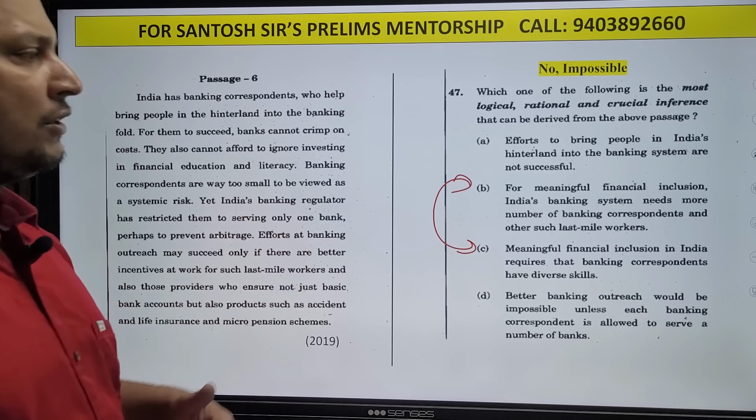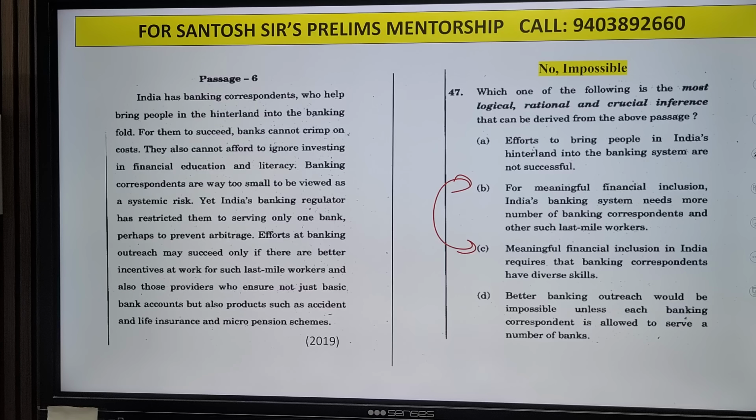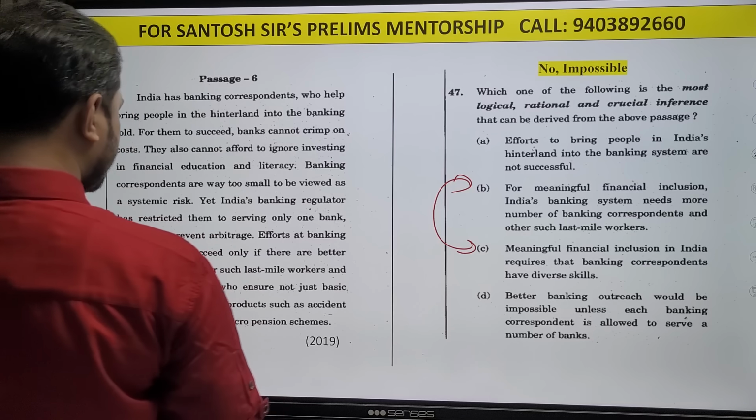Okay, this is how UPSC question setters frame questions. Option B says, for financial inclusion, India's banking system needs more banking correspondents and other such last mile workers. Now option C says, meaningful financial inclusion in India requires banking correspondents to have diverse skills. Okay, diverse skills. You can see here.